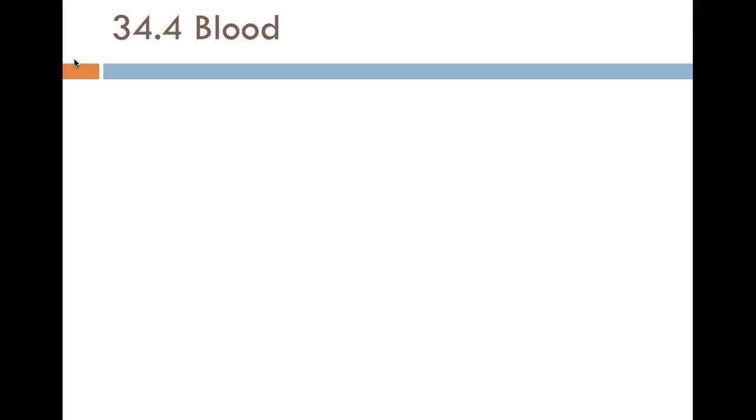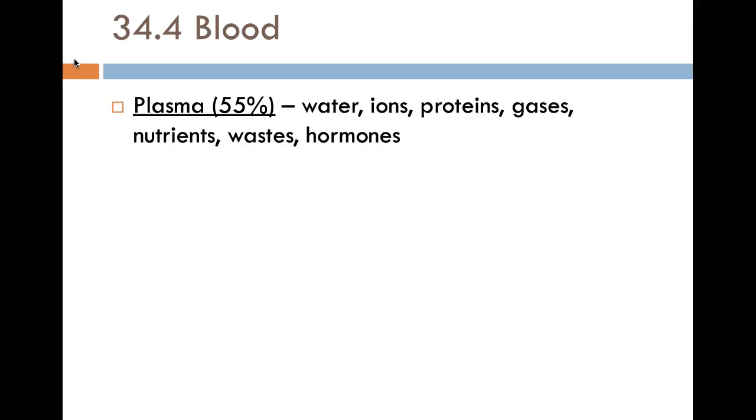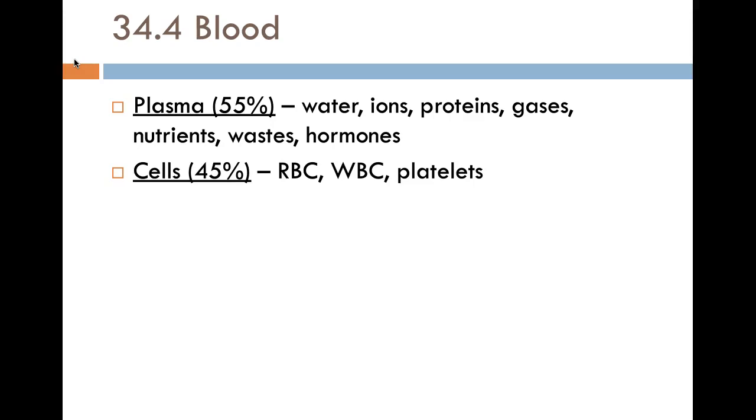Section 4 is all about blood, and blood isn't just red blood cells. It is defined as the connective tissue of cells that are suspended in a liquid, and this liquid is plasma. About 55% of our blood is plasma, and plasma is water, ions, proteins, dissolved gases, nutrients, waste, and some hormones. The other 45% are actual cells, including red blood cells, white blood cells, and platelets, which I'll get into in just a moment.